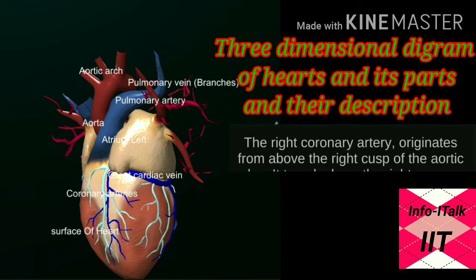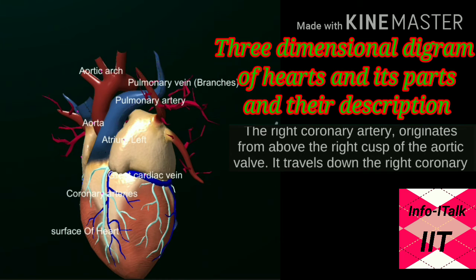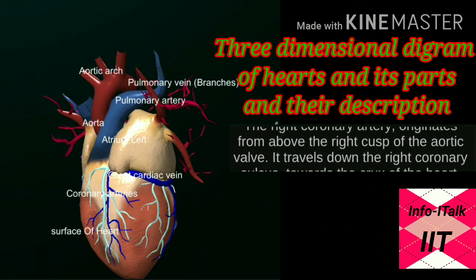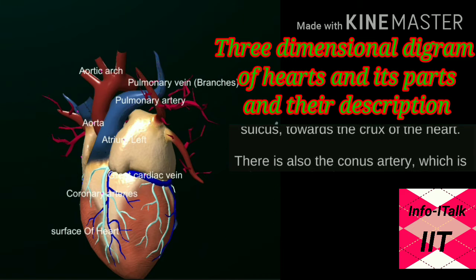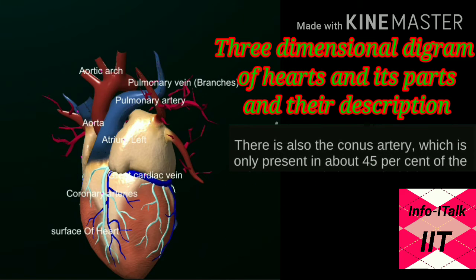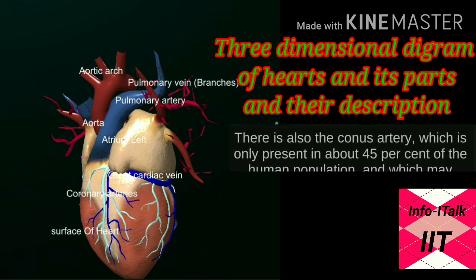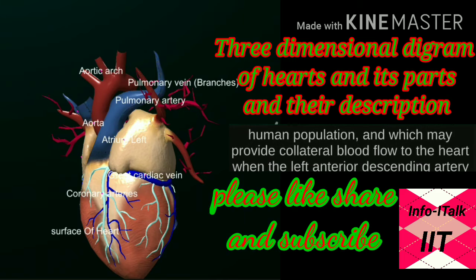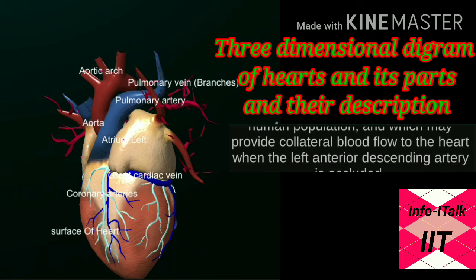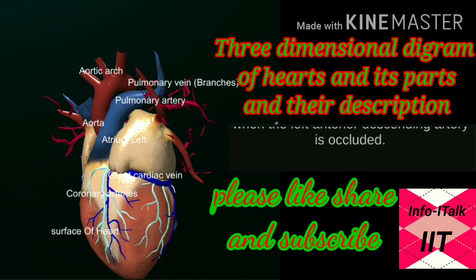The right artery originates from above the right cusp of the aortic valve. It travels down the right coronary sulcus toward the crux of the heart. There is also the conus artery, which is only present in about 45% of the human population and which may provide collateral blood flow to the heart when the left anterior descending artery is occluded.